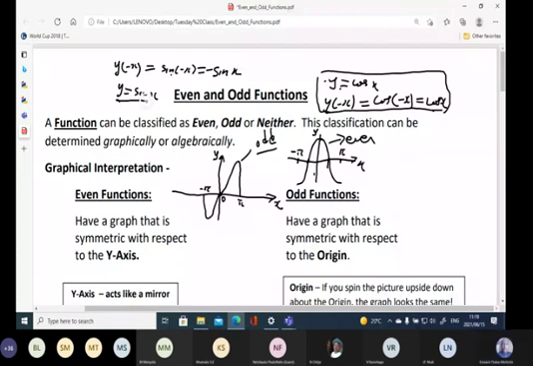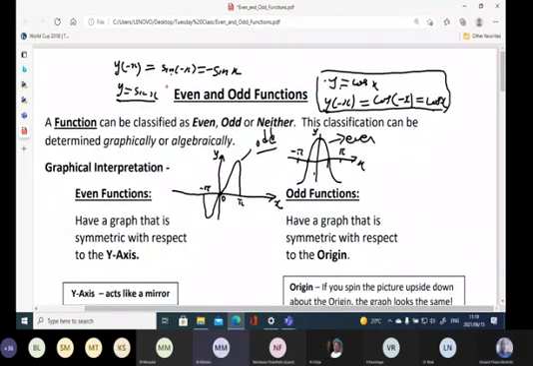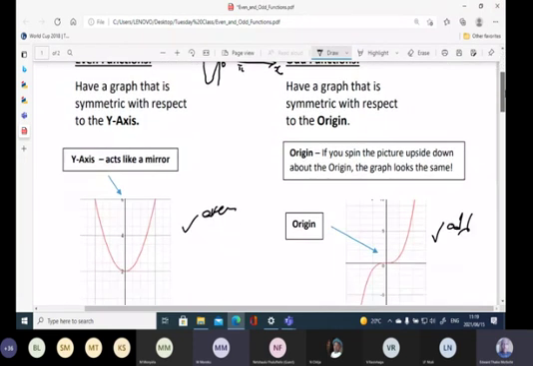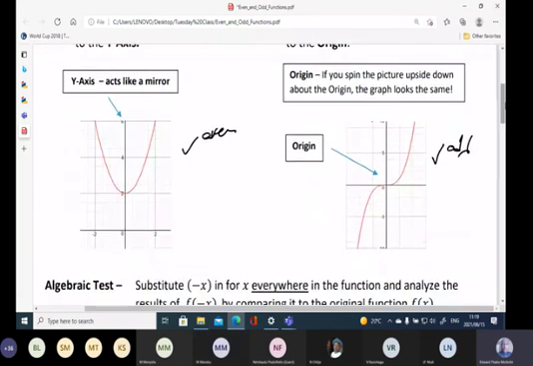Sir, sorry to be bothersome, but can you please repeat the graphical interpretation? Before you move on. Yes, just the graphical interpretation. Okay, the graphical interpretation. Which one would be easy? Okay. y equals x to the power 3 and y equals x squared.